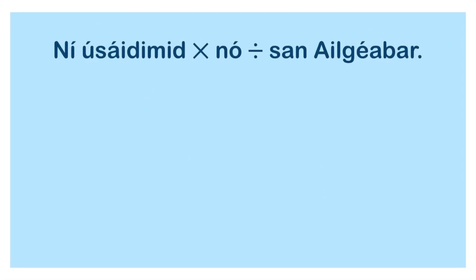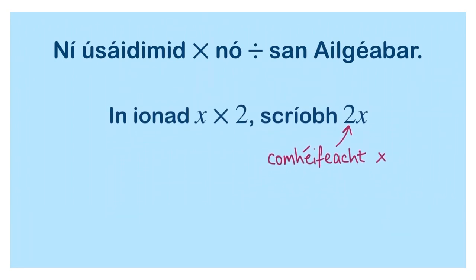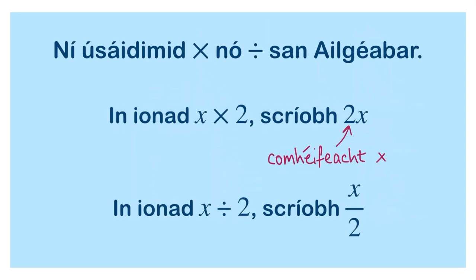Now in algebra, we don't use these symbols for multiplying and dividing. Instead of writing x multiplied by 2 like this, we write 2x. Which brings us to another new term. This number in front of the x, which is 2 in this case, that's called the x coefficient. So again, instead of x multiplied by 2, we write 2x. And instead of x divided by 2, we write x over 2, like a fraction.